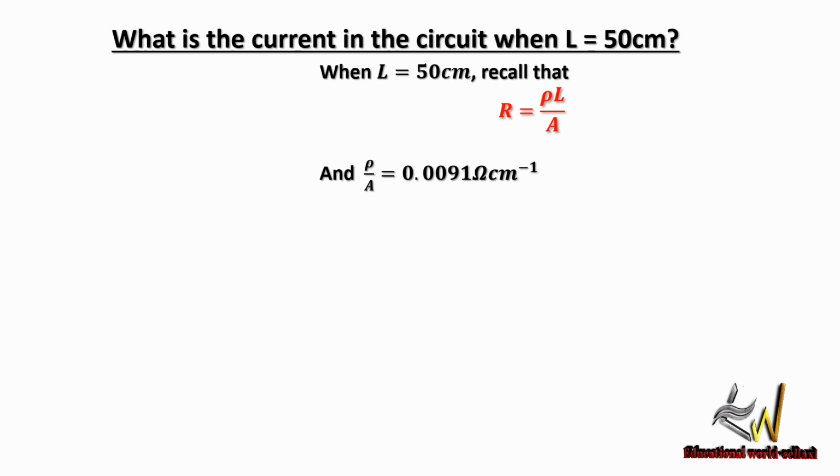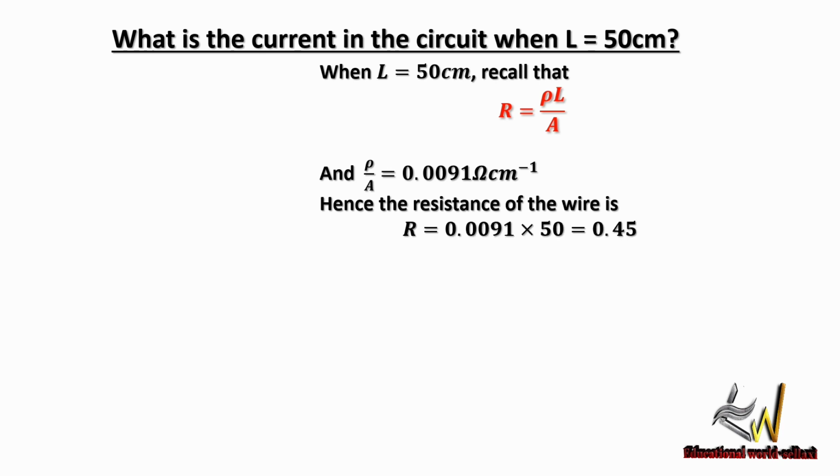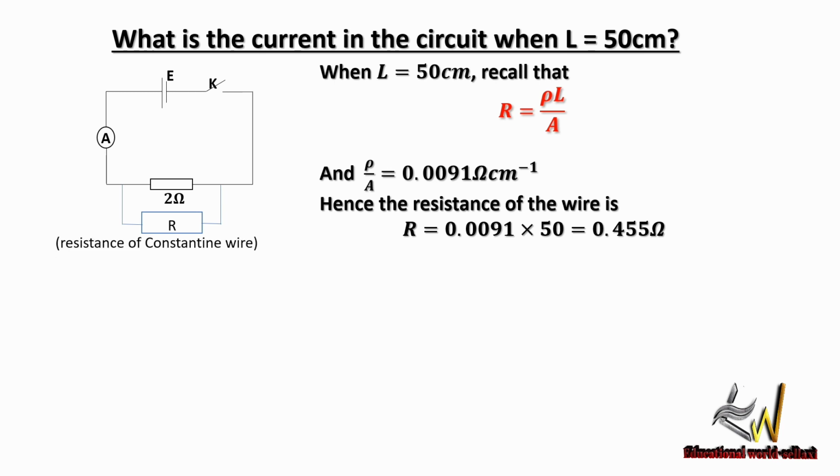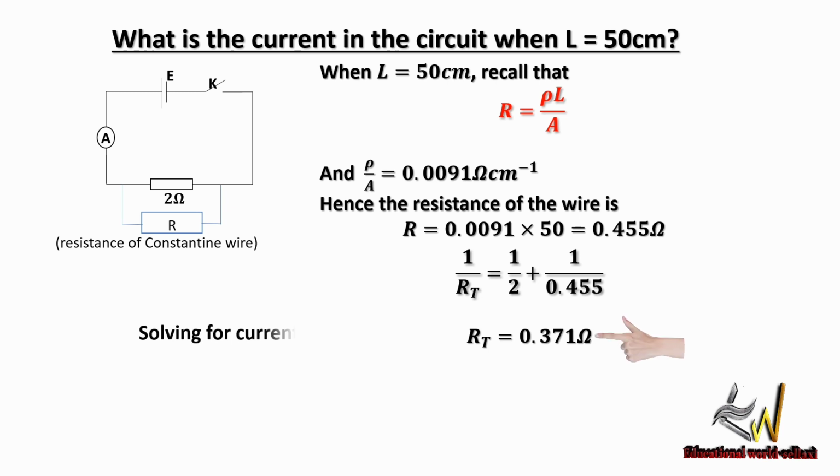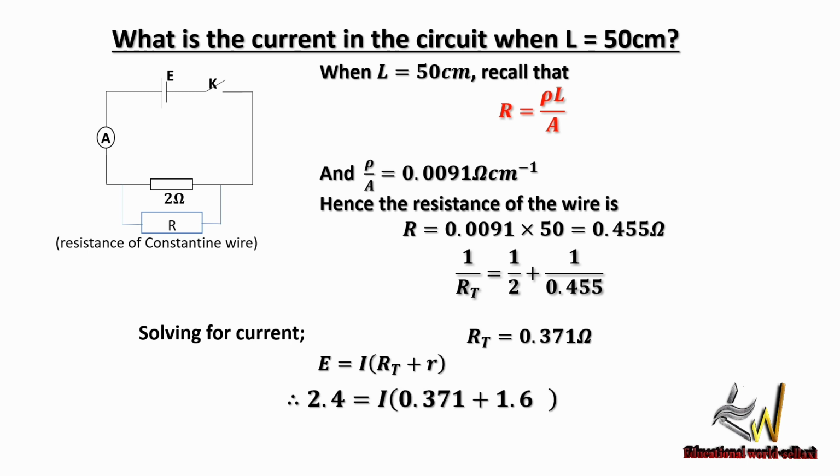So we find the resistance of the Constantan wire at length 50 cm, and when we do that, the resistance of the wire at length 50 cm will be 0.0091 times 50, which is 0.455 ohms. Using the diagram again, we find the combined resistance: 1 over R total is equal to 1 over 2 ohms plus 1 over 0.455. Simplifying, the total combined resistance of the parallel arrangement will be 0.371 ohms. Solving for the current in the circuit with the same formula, we have 1.19 ampere.